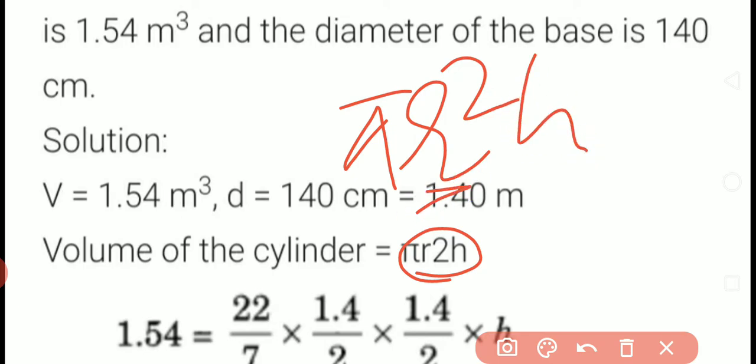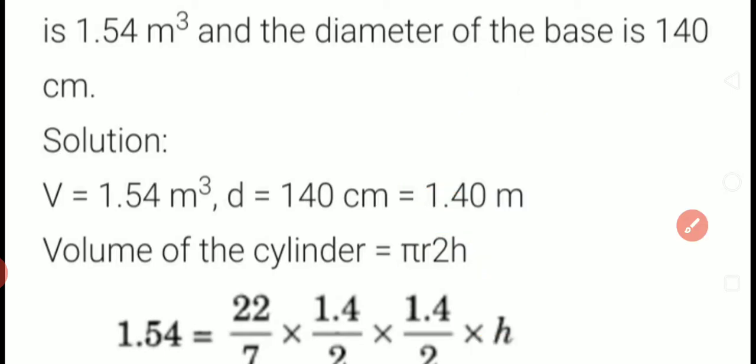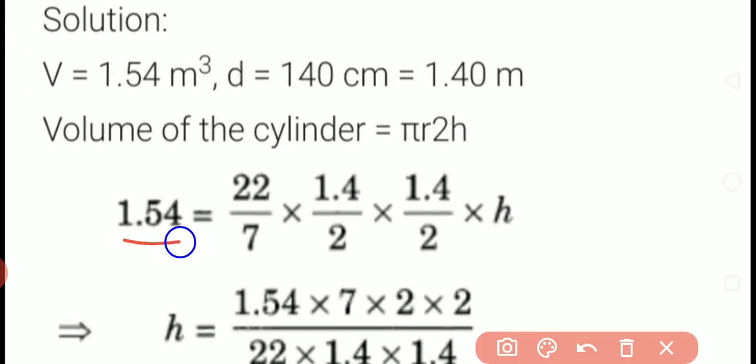So r here is the radius, h is the height of the cylinder, but we have to find out the height. So we will put the value of volume here, 1.54, and this is pi, 22 by 7. You can choose by your own, on the basis of the radius: if the radius is a multiple of 7, then you can take 22 by 7, otherwise 3.14 is sufficient. So 22 by 7 is the value of pi. Radius, you know, is half of the diameter, which is 1.4, so radius will be 1.4 by 2, right?